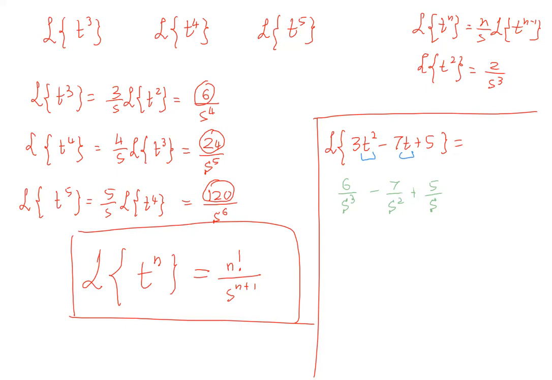We're going to also play the inverse game very soon, so we might as well start playing it right away. Step by step. If I give you this 7 over s to the fourth, can you figure out what was the function whose Laplace transform was 7 over s to the fourth?